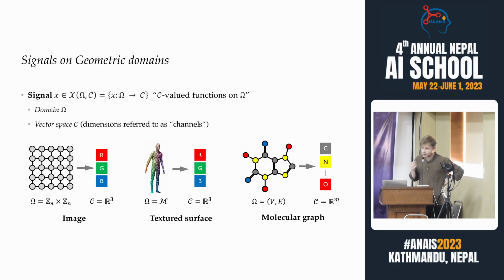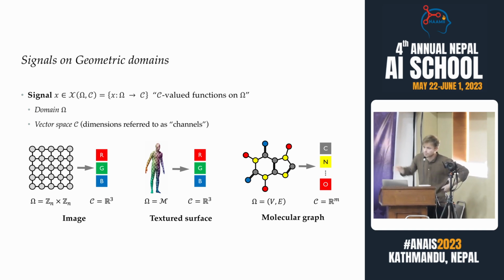So what are signals on these domains from a mathematical perspective? Now we have the domain omega, which, for images, is the grid. If you have a textured surface, it's going to be the surface itself. And for a molecular graph, it's going to be the underlying graph, right? A signal on this is a map from this domain to something we're going to call C. Most of the time it's just a vector space, R to the 3 for images. For a textured surface, it's also R to the 3. And for a molecular graph, it's R to the m, where m is the number of features. So this is the space of signals.